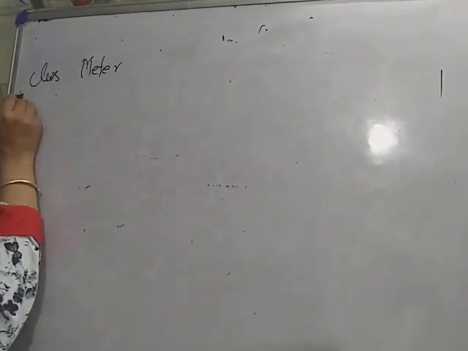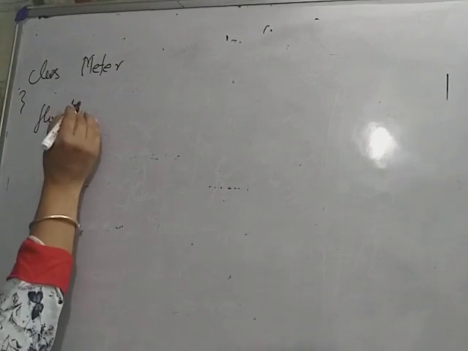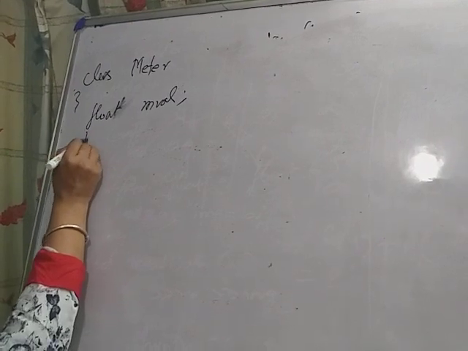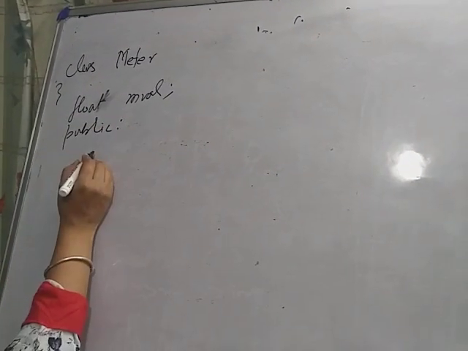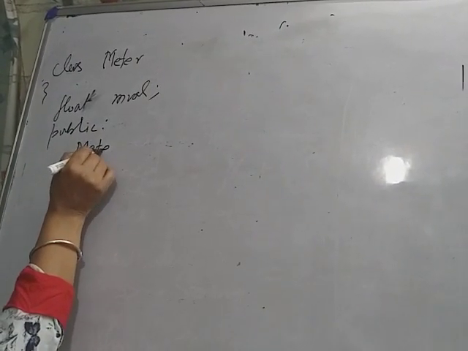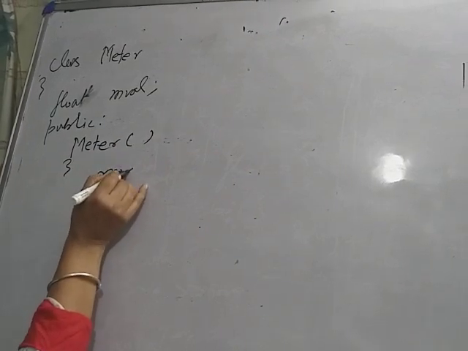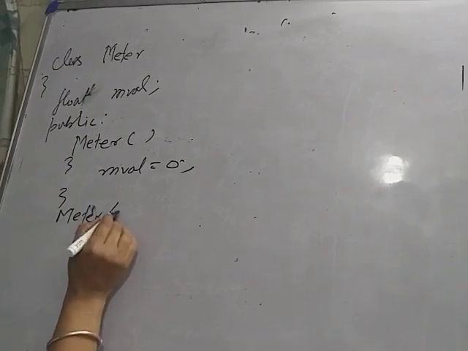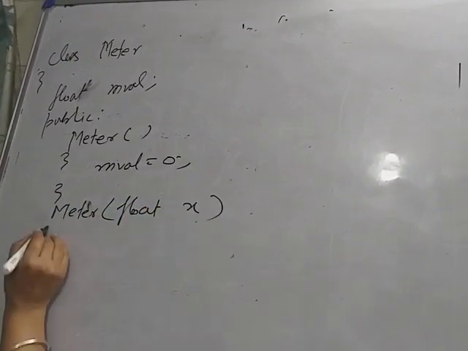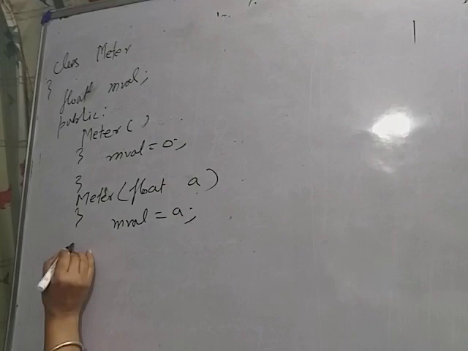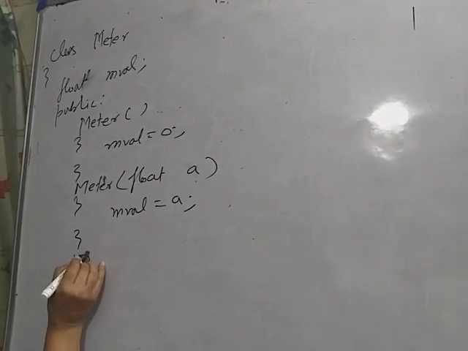Okay, the class is Meter and it is taking one variable, float m_val. Its constructor is Meter, where the value is assigned to 0. Then Meter with float x or float a, and m_val equal to a.